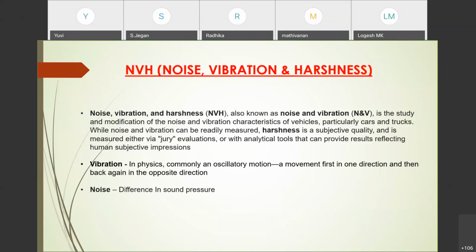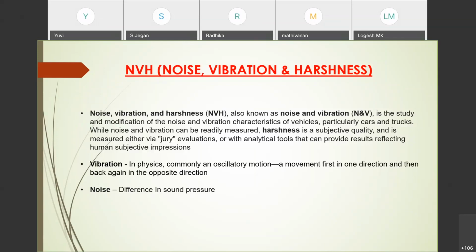What is subjective evaluation? Subjective evaluation is where we get the result based on people. The most common method of subjective evaluation is the jury method. There will be a number of people who observe the NVH parameter using their ears, and they give a subjective rating. Based on the subjective rating, we conclude the results. Whereas objective evaluation is purely technical, where we use sensors and instruments to measure the data and do the post-processing to find out the exact result.